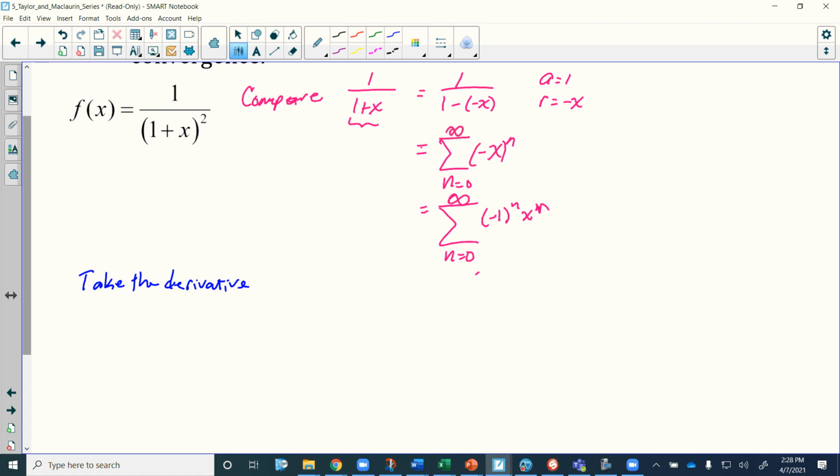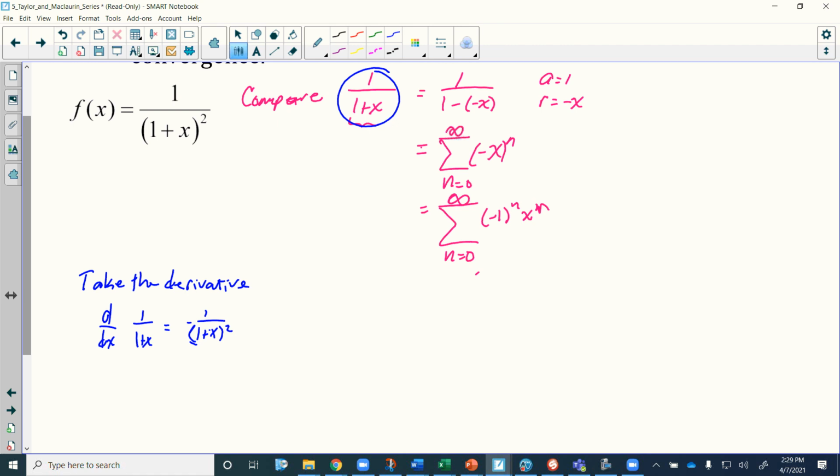Now, if I take the derivative of the one that I'm comparing it with, 1 over 1 plus x, that derivative is going to be negative 1 over 1 plus x quantity squared.